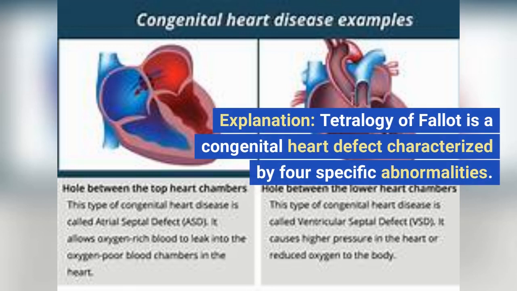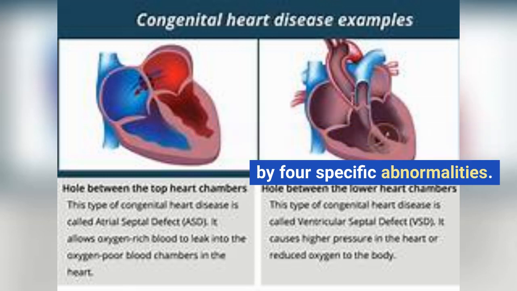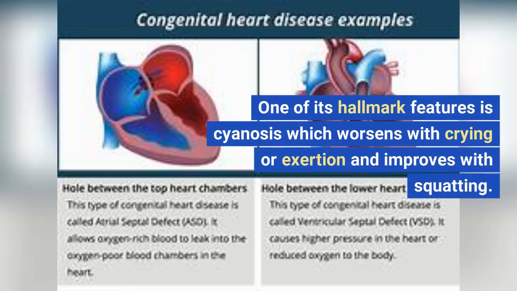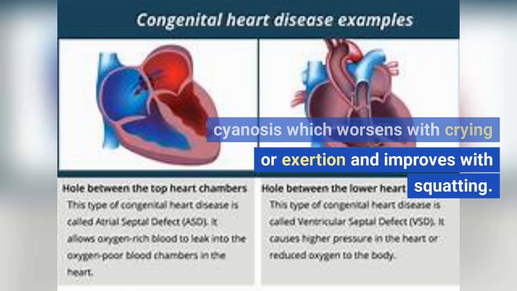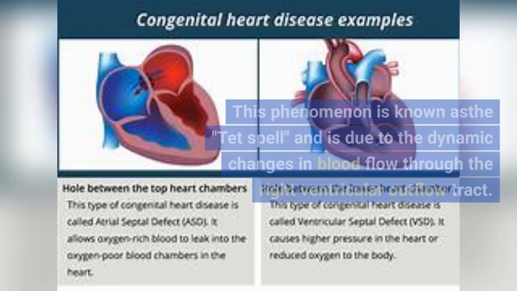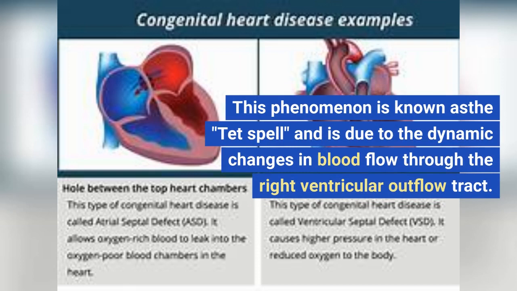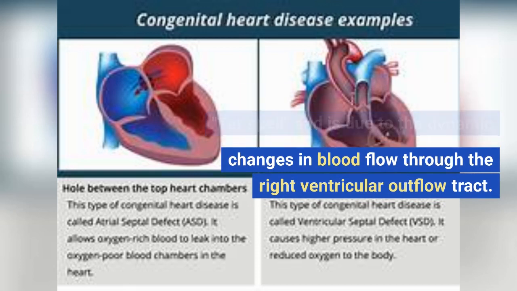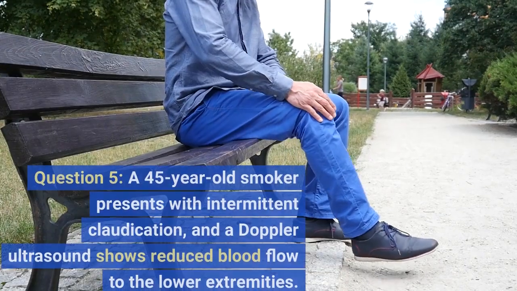Explanation: Tetralogy of Fallot is a congenital heart defect characterized by 4 specific abnormalities. One of its hallmark features is cyanosis, which worsens with crying or exertion and improves with squatting. This phenomenon is known as a TET spell, and is due to the dynamic changes in blood flow through the right ventricular outflow tract.